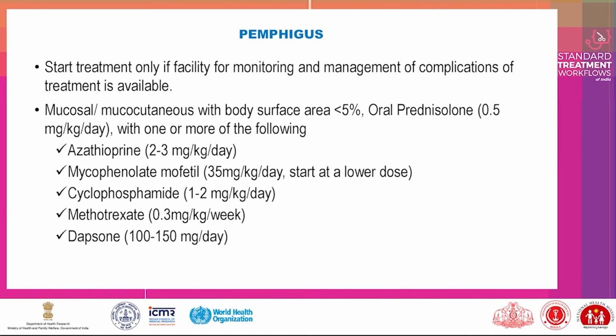Pemphigus. Start treatment only if facility for monitoring and management of complications of treatment is available. Mucosal or mucocutaneous with body surface area less than 5%: oral prednisolone 0.5 mg per kg per day with one or more of the following: azathioprine 2 to 3 mg per kg per day, mycophenolate mofetil 35 mg per kg per day, start at a lower dose, cyclophosphamide 1 to 2 mg per kg per day, methotrexate 0.3 mg per kg per week, dapsone 100 to 150 mg per day.